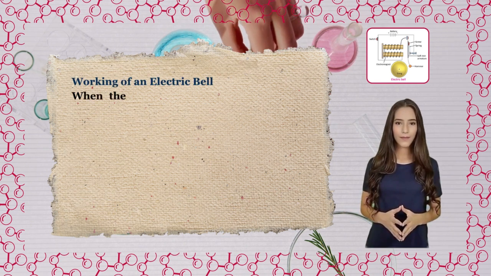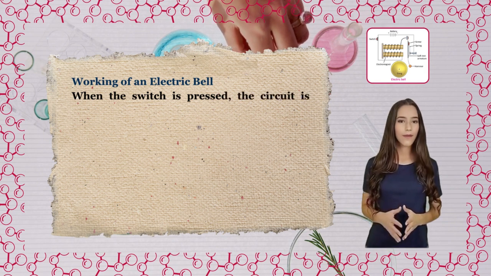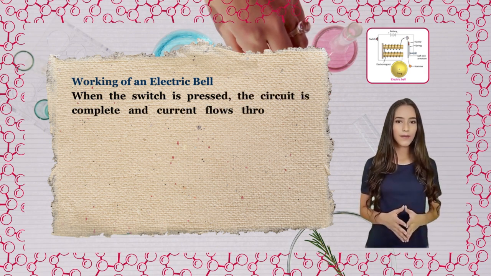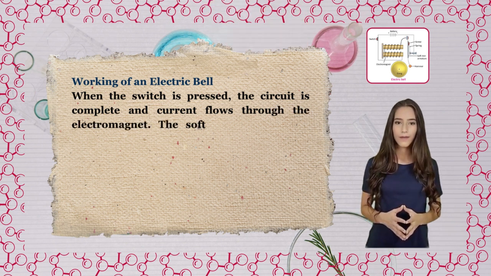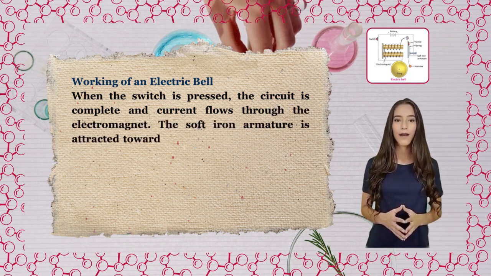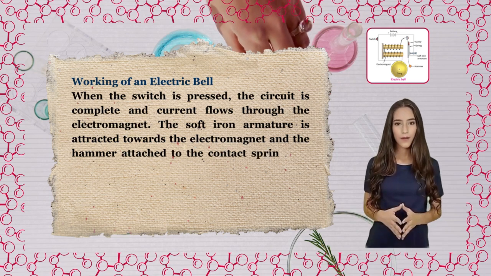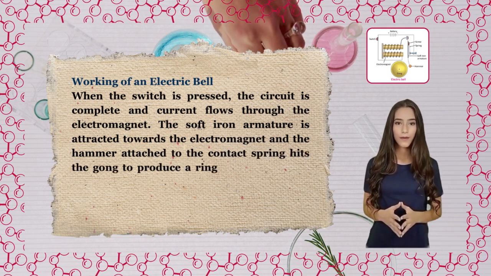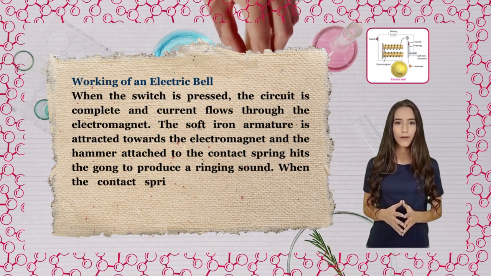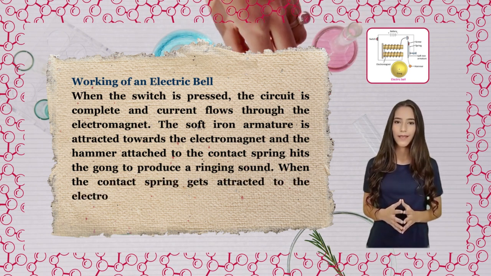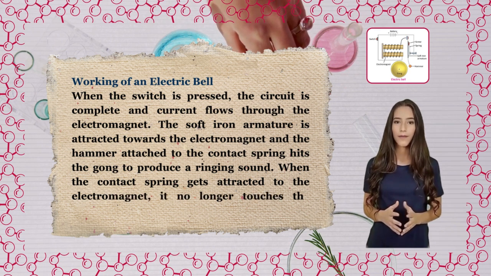Working of an electric bell. When the switch is pressed, the circuit is complete and current flows through the electromagnet. The soft iron armature is attracted towards the electromagnet and the hammer attached to the contact spring hits the gong to produce a ringing sound. When the contact spring gets attracted to the electromagnet, it no longer touches the screw.